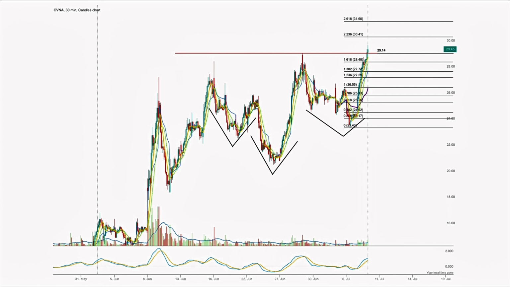Carvana is setting up a nice head and shoulders pattern. In case you are unfamiliar with the head and shoulders pattern, I talked about it in my 5 important stock patterns video, so I recommend watching that video after this video if you want to learn about that pattern. Anyways, you can see the green volume has been increasing and the MACD crossed over.